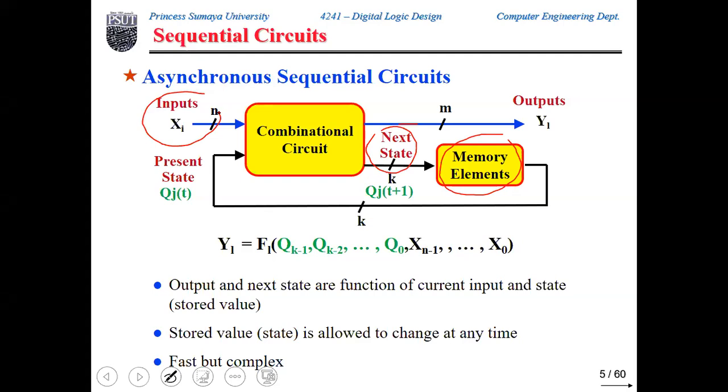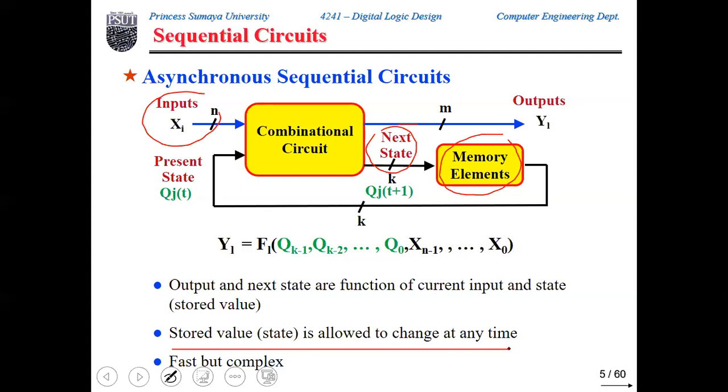So this is what is written here. The stored value or the state is allowed to change at any instance of time. Now, this type of sequential circuits is not of interest in this course. It is usually taught in advanced courses, as we said last time.